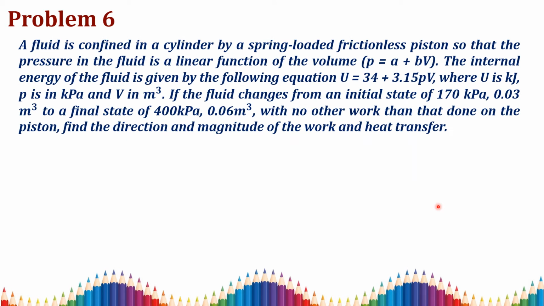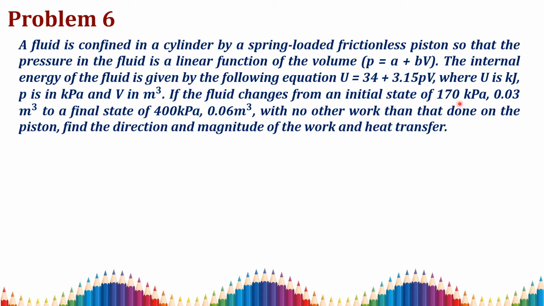Problem 6. A fluid is confined in a cylinder by a spring-loaded frictionless piston so that the pressure in the fluid is a linear function of the volume, P is equal to A plus BV. The internal energy of the fluid is given by the following equation: U is equal to 34 plus 3.15 PV, where U is in kilojoule, pressure P is in kilopascal and volume V is in meter cube.